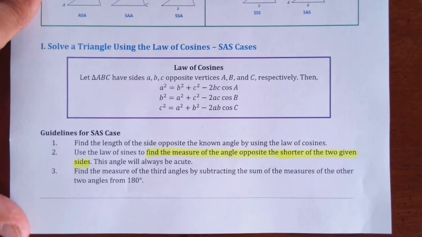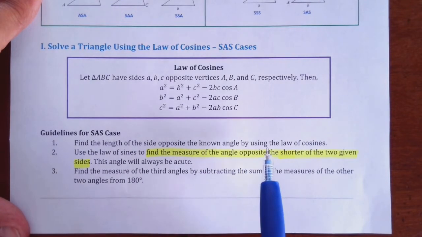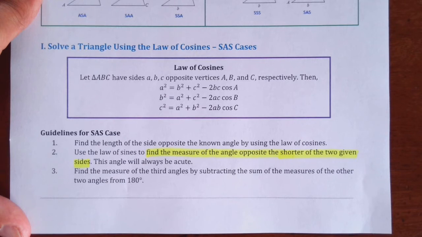All right, so we're going to look for side angle side first. So the steps basically are we're going to find the length of the side that's opposite the known angle using the law of cosines. And then we're going to go back to using the law of sines to find the measure of the angle opposite the shorter of the two given sides. So always, and I said this I think on the law of sines video, that when you're using the law of sines, you always find the smallest angle first or the smallest side. I think I mentioned that sine and small both started with the letter S. So for cosines, you're going to do the largest. If you use the law of cosines, you will look for the largest side or the largest angle first, okay?